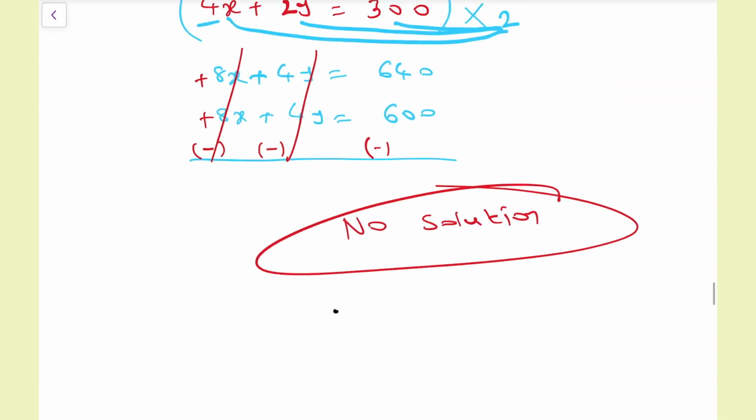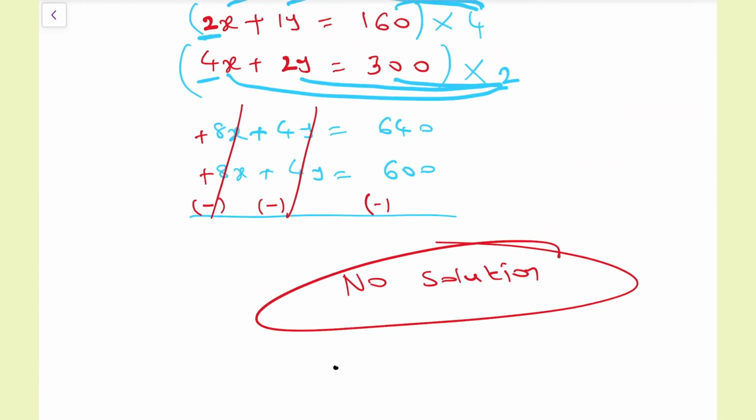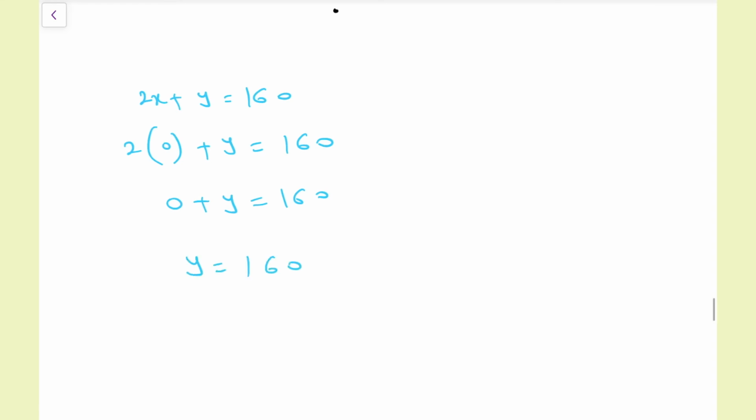Let us take the two equations. One is 2x plus 1y equals 160, or simply 2x plus y equals 160. First of all, in the place of x I am keeping 0. 2 into 0 plus y equals 160. 0 into anything is 0, so y value is 160.